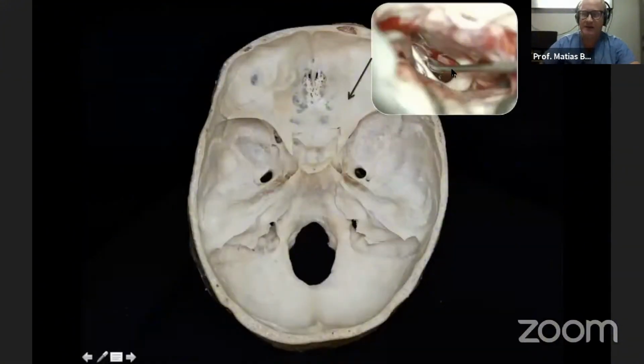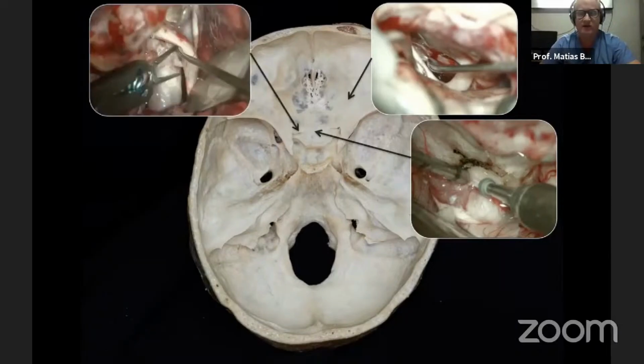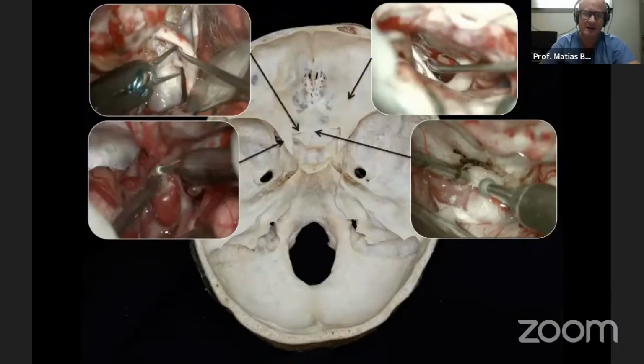For example, we have here a case where it was very important to drill the mammillary eminences of the frontal bone. Another case of a tuberculum sellae meningioma, where it is important to know where the tuberculum sellae is located in order to remove this kind of tumor in a safe way. The roof of the optic canal is very important to decompress the nerve when it is related to the growth pattern of some meningiomas or for clipping some aneurysms.